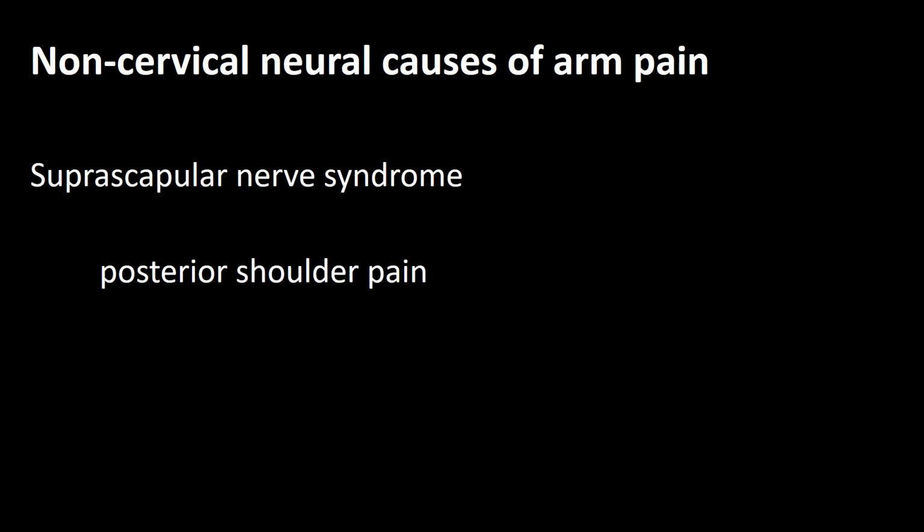Likewise, the suprascapular nerve can be entrapped in the glenoid notch of the scapula and cause posterior shoulder pain, sometimes with atrophy of the infraspinatus and supraspinatus muscles. This can be difficult to distinguish from the pain associated with a C7 radiculopathy.